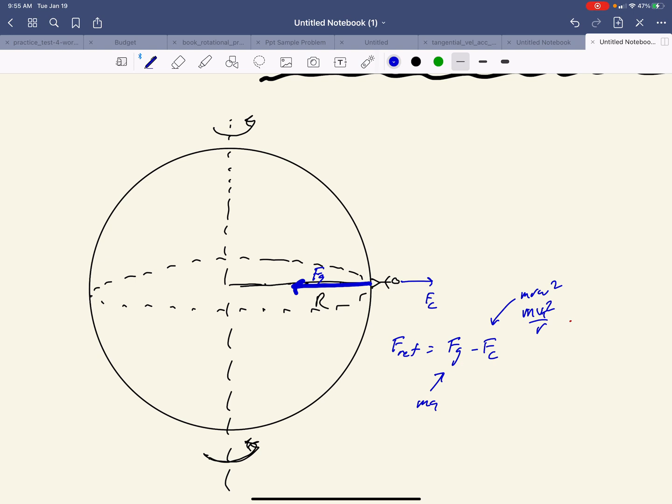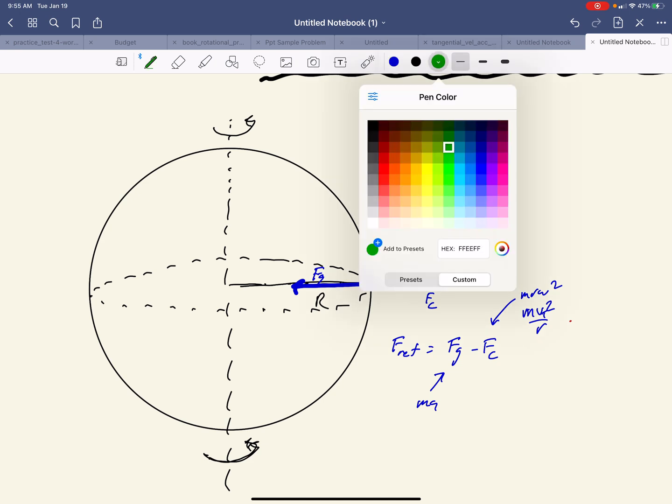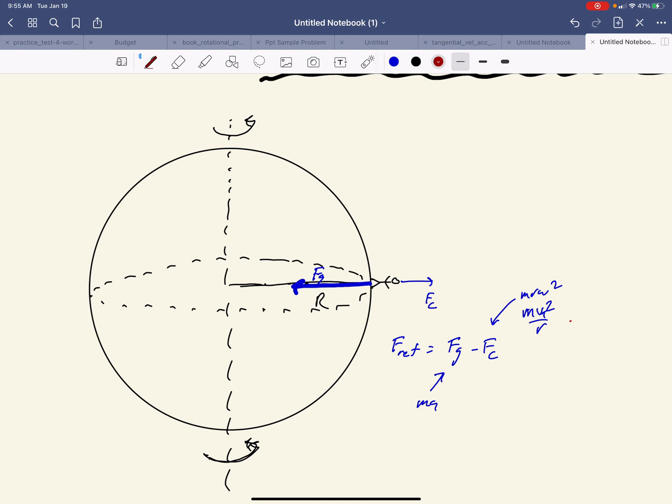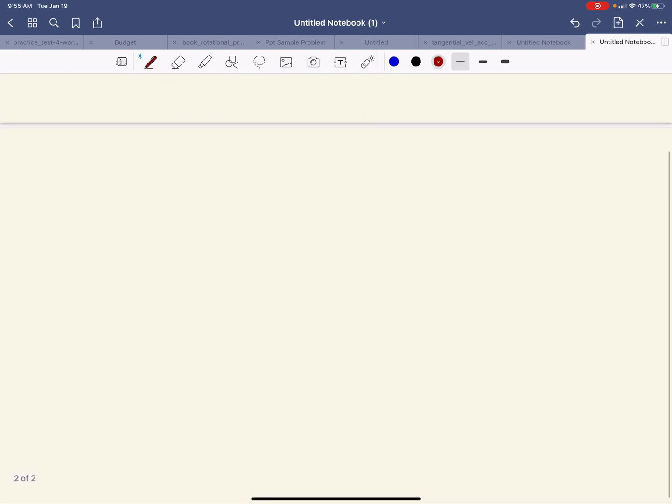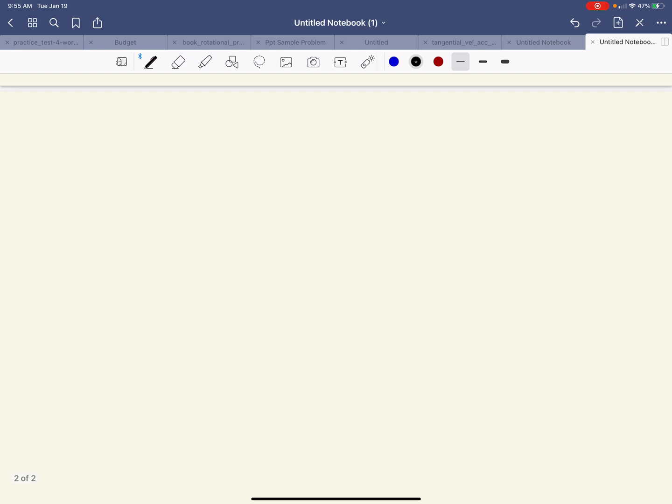Let's imagine that, I'm going to switch this to red. Let's imagine that, I'm just going to zip down here. I'm going to do it again. What if you are not at the equator? And this is where the interesting stuff happens, in my opinion.